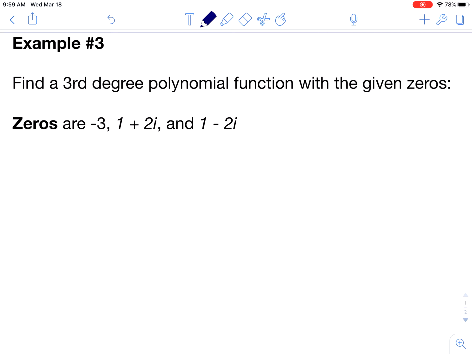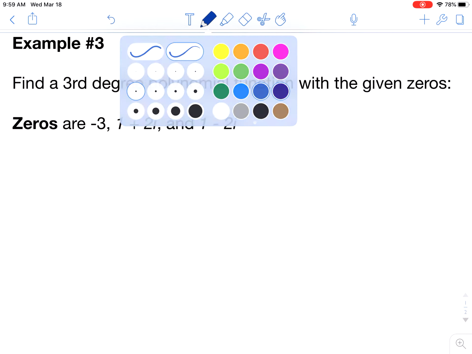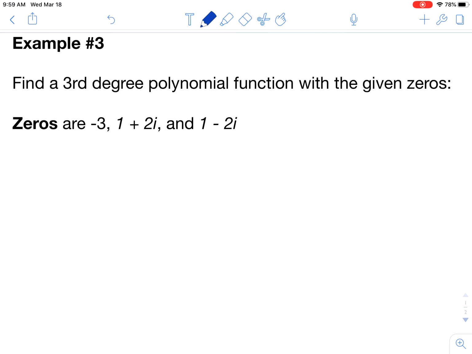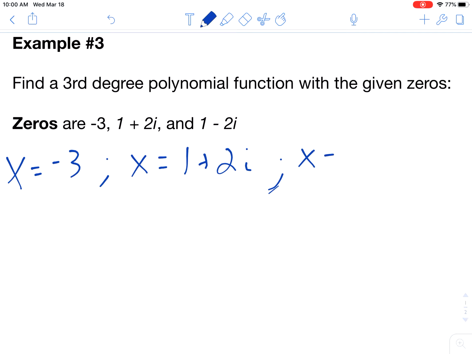So the third type of example in this section is slightly different still, but the directions are still the same. You have to end up finding a third degree polynomial function. So the procedure starts off the same, obviously, but as you work through it, it becomes a little bit more of a hassle even than the last one.